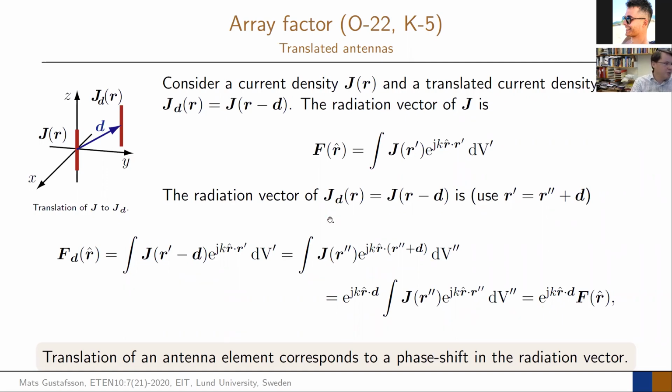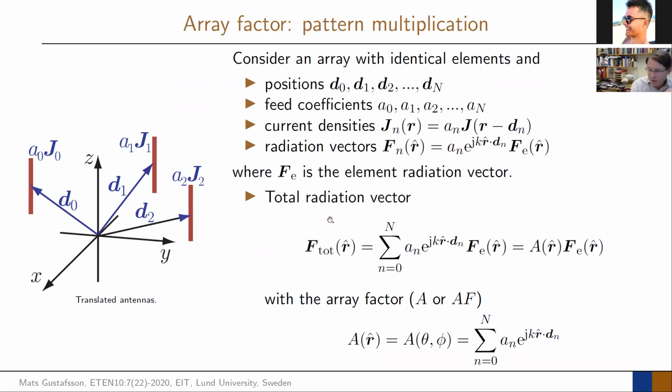Okay, so now we will use these ones. And now we will look at pattern multiplication for this, and that is really the introduction of the array factor. So let's say now that you have your antenna. You have some coordinate system here. You have some antenna element here, another one there, and a third one here. I call the vector that points to the first one D0, and then D1, D2. And that can, of course, be n of these.